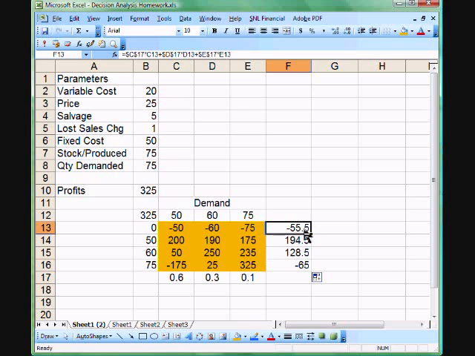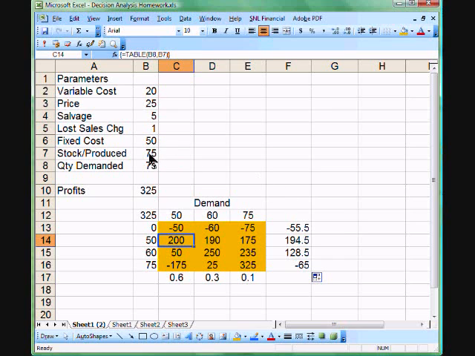Now negative 55.5 is right, but we have some problems with these other values in here. So we need to determine what's going on. Let's see, because I know that the profits in this case right here should be 230, not 200. 50 and 50 should be 230. If anybody does a calculation by hand, you'll see.